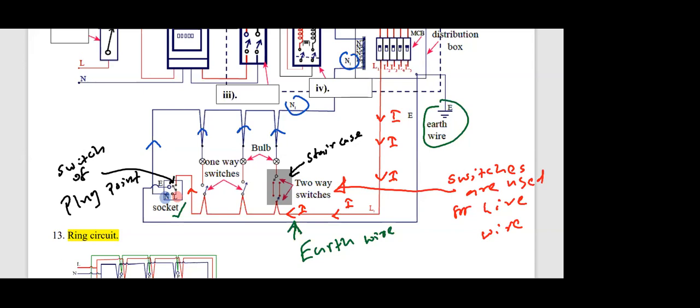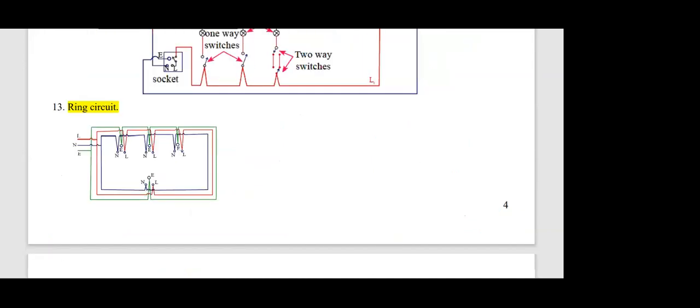So let's move down. The last one we call the ring circuit. Imagine in your kitchen or maybe your dining area or a room, you can have three plug points through this ring circuit. Ring circuit is very useful when connecting more than one plug point. So that is the summary of this.